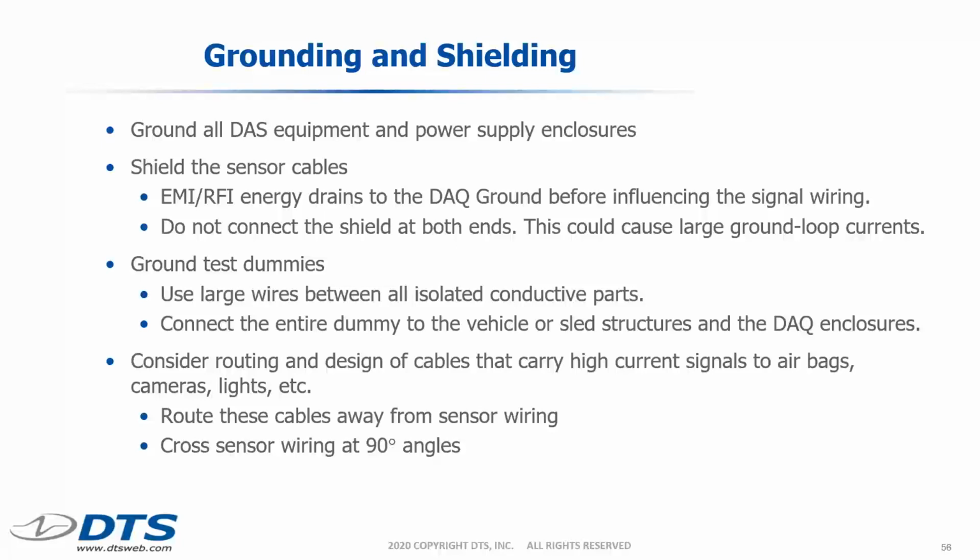If you're using test devices such as test dummies or anthropomorphic test devices, you should always use large wires between all isolated conductive parts, and then connect the entire dummy to the vehicle or sled structures and the DAS enclosures. And you have to consider cable routing. High power cables should be kept away from sensor wiring. And if those cables must cross, you should cross those cables at 90-degree angles to avoid inductive coupling.